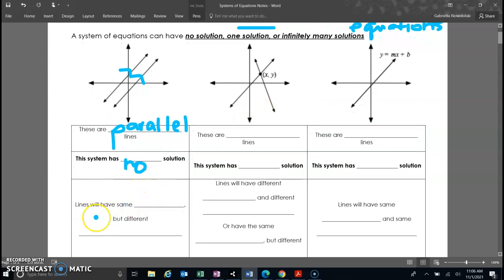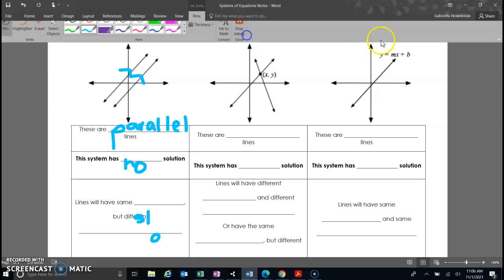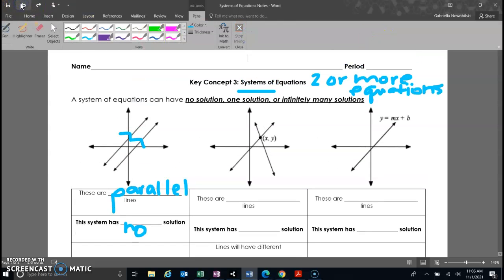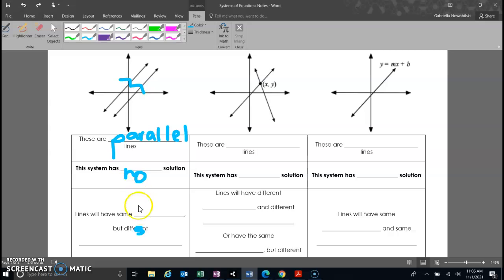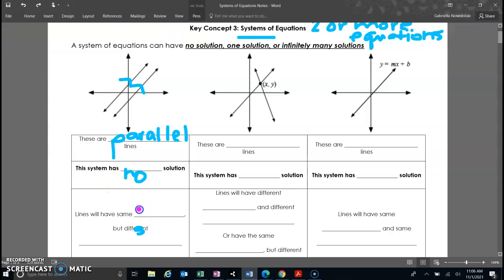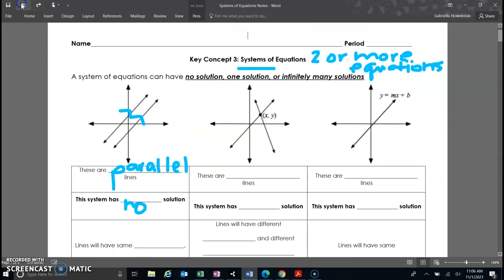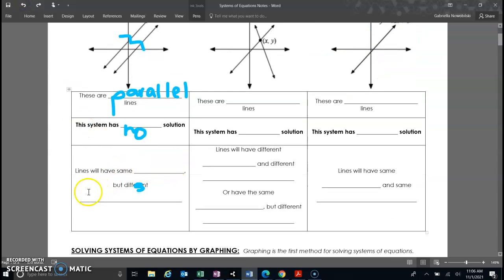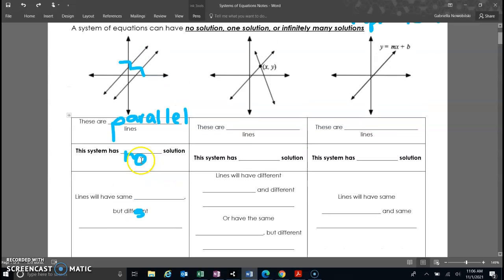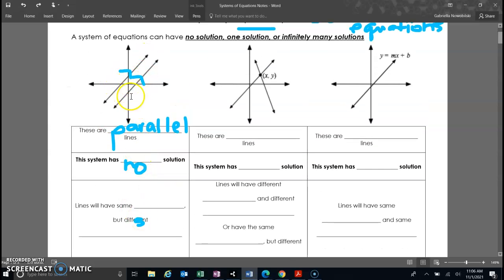They're going to have the same slope. Give me two seconds, I'm going to try to fix the writing because that's going to get annoying. Okay, they're going to have the same slope, so that's what you'll want to fill in here, and a different y-intercept. These are parallel lines. It's just going to be shifted up or down, so they'll have the same slope, the pattern of graphing is the same, but they start at a different spot.